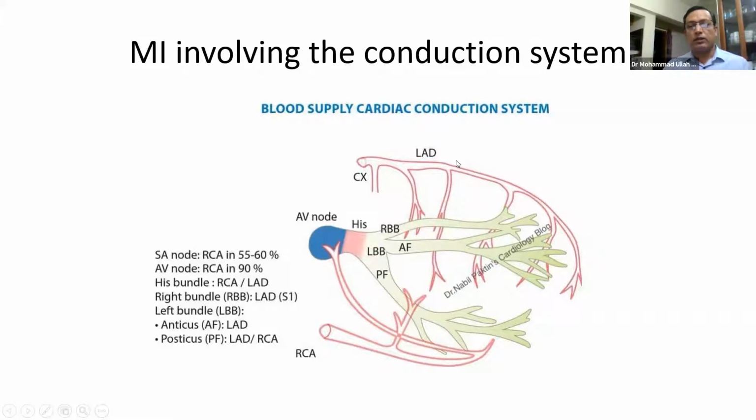The right bundle is mainly supplied by the left anterior descending artery, by the first septal branch. The left bundle, the anterior fascicle is supplied by the left anterior descending artery, and the posterior fascicle is supplied by the right coronary artery.